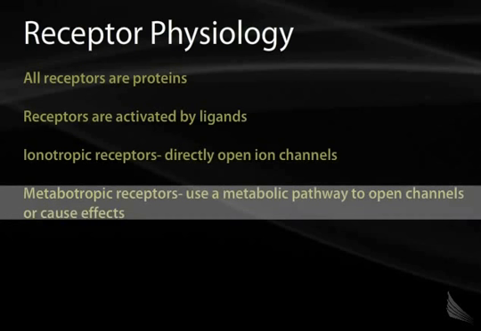Metabotropic receptors, by contrast, are not ion channels. They activate a metabolic pathway to cause their effects. Now often, activation of a metabotropic receptor will open or close an ion channel, but it's important to recognize that the receptor itself, in these cases, is not an ion channel.